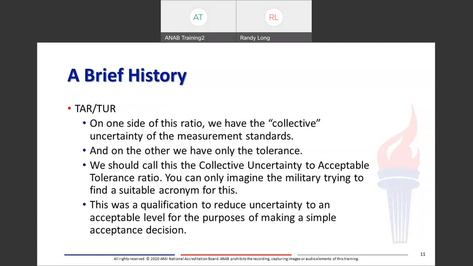The TAR-TUR, test accuracy ratio and test uncertainty ratio. On one side of this ratio, you've got the collective uncertainty of the measurement standards. And on the other, you only have the tolerance of the unit under test or equipment for calibration. We could call this collective uncertainty to acceptable tolerance ratio, but you can only imagine the military trying to come up with an acronym for that. This was a qualification to reduce uncertainty to an acceptable level for the purposes of making a simple acceptance decision.